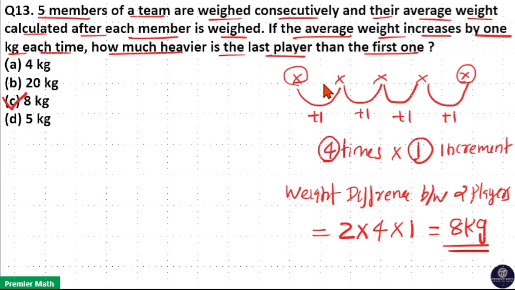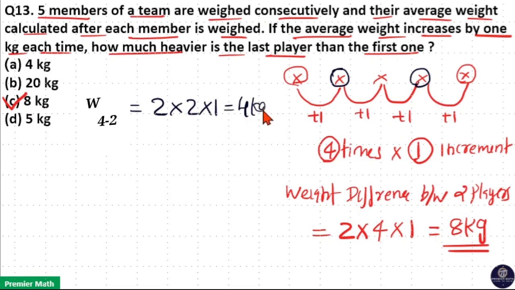If we need to find out weight difference between second and fourth player, then you can see weight difference between fourth and second player is equal to, between fourth and second player, 2 times average increases and 2 players involved. So 2 into 2 into 1 kilogram is the unit increment. So 2 into 2 into 1 is equal to 4. So weight difference between fourth and second player will be 4 kilogram. So this way you can calculate this.